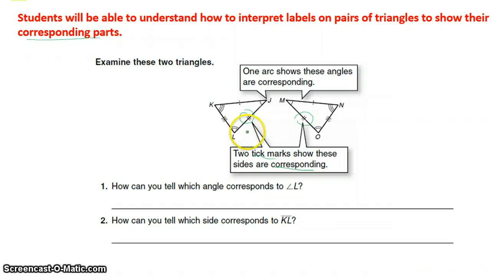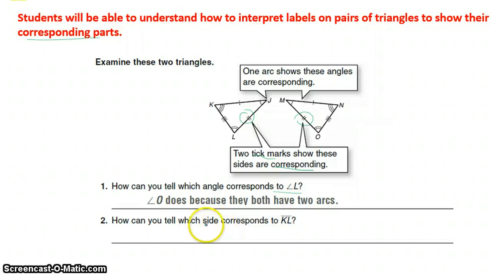So let's come over to our second triangle. If we look at angle L and the fact that it has two arcs, which one of these angles has two arcs? How can we tell which angle corresponds to angle L? If I come over here, I see that angle O also has the two arcs, so I know that angle O is the angle that corresponds to angle L.